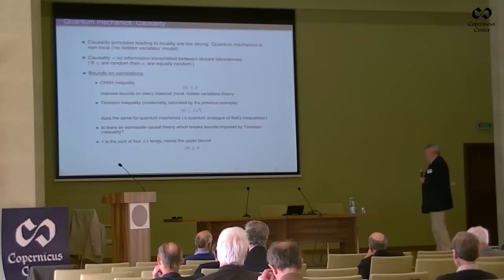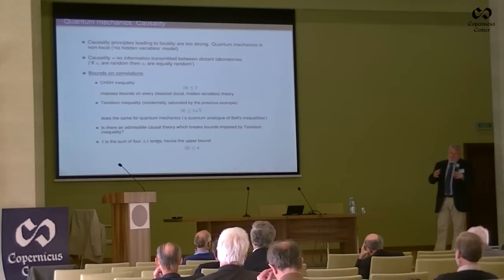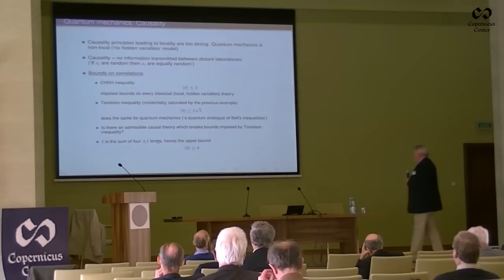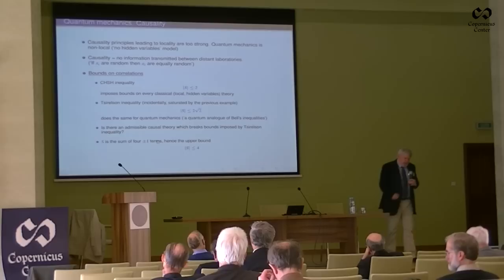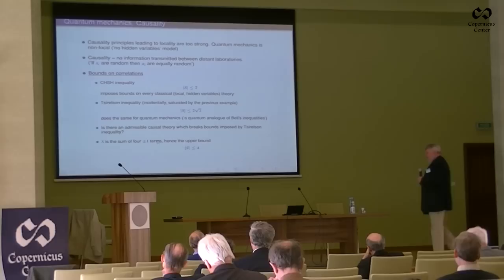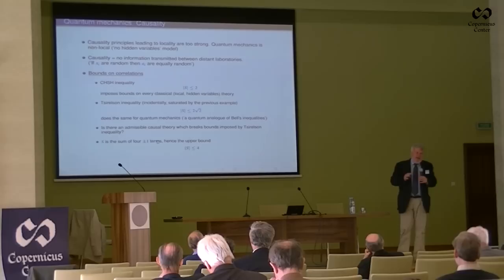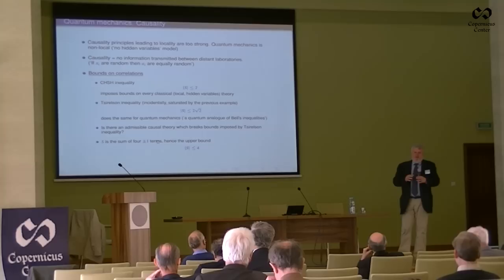Now we can ask the following question. Is there a plausible or admissible causal theory with some reasonable causality requirements which breaks the bounds imposed by the Tsirelson inequality? It means whether we can improve or maybe change quantum mechanics in such a way that the resulting theory is still causal in some reasonable sense, but there is no such restriction. This attempt is not to have a better theory than quantum mechanics. No, I believe that quantum mechanics is a good theory and gives good predictions, so there is no reason to do this. But looking for such a theory can tell us why quantum mechanics is such as it is.